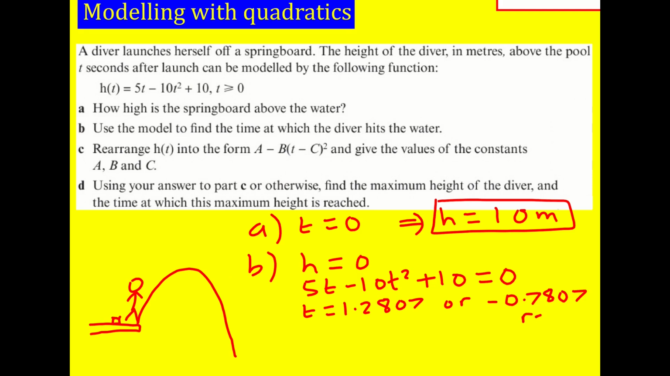So we'll reject that one because it's negative time. And we'll round this one. It doesn't say to, but it's good practice to round to 3 significant figures. So 1.28 seconds.